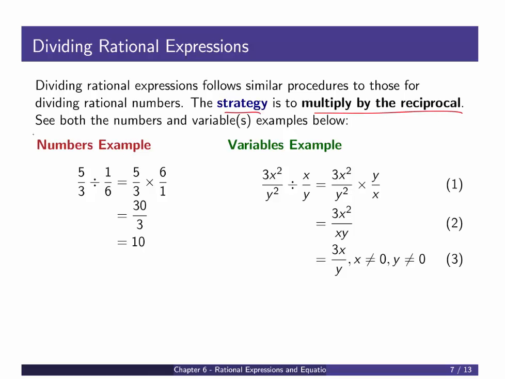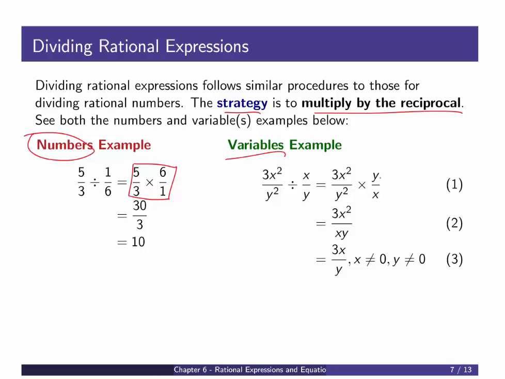So let's take a look at a numbers example right here. If you go 5 over 3 divided by 1 over 6, this is the same thing as multiplying by the reciprocal. 5 over 3 times 6 over 1. Okay. Which is obviously a pretty easy procedure, actually. You just have to remember to do this. So with variables, it's the same thing.